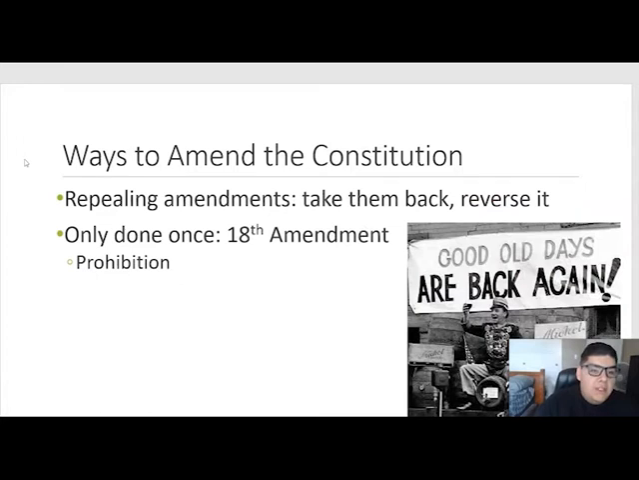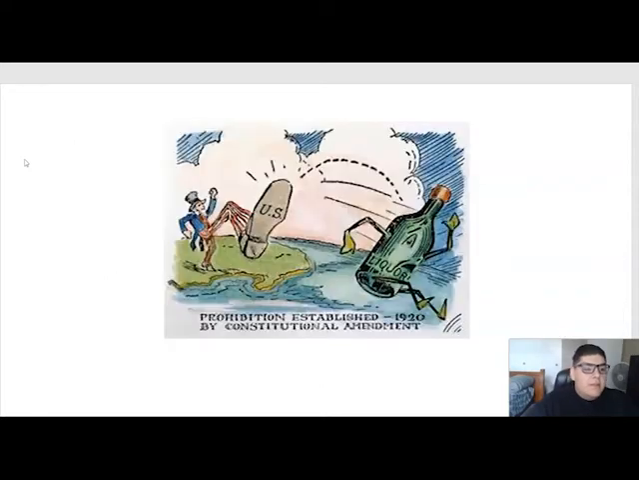Now, the ways to amend the Constitution: repealing amendments. That means take them back, reverse it. And it's only been done once. That was the 18th Amendment, which was prohibition. You guys will see something similar to this on episodes of The Simpsons, where they have the beer baron and stuff like that. That was sort of a silly example, but it shows you how that amendment was and why it was probably reversed. And here's a couple of images of prohibition and how they weren't really successful.